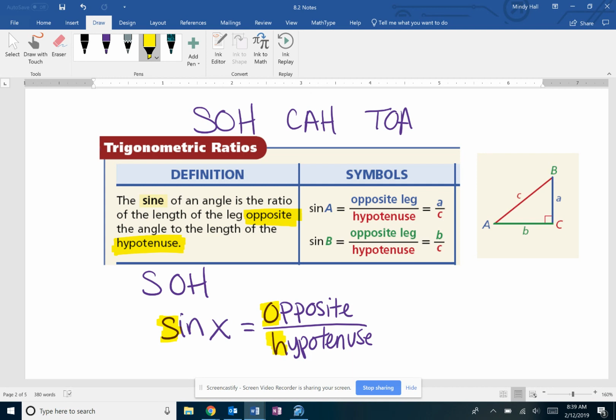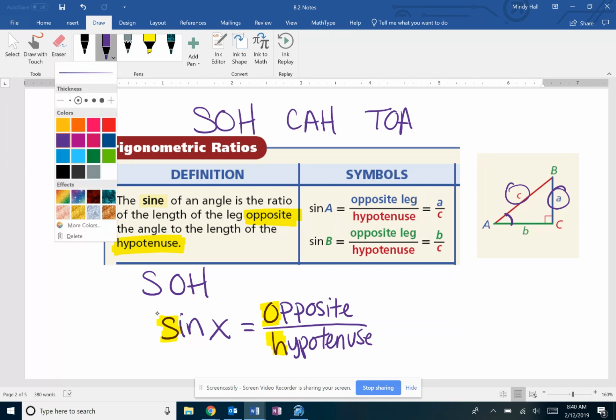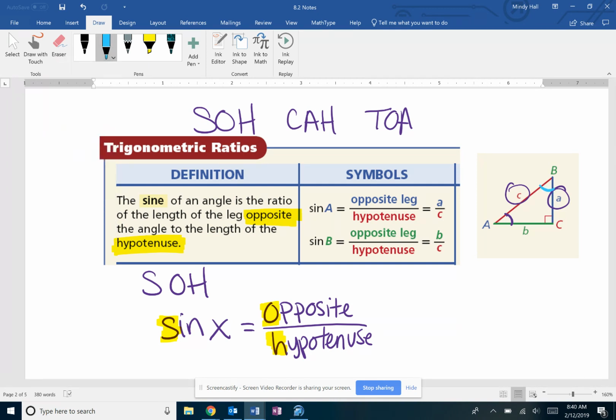So that's our SOH. So if we look at the example we are given, if we look at angle A, the opposite side is this A over my hypotenuse of C. Now this is where trig gets kind of interesting, because if, let's say, I want to do the sine of B, for the sine of B, you're going to have B over C. So you notice how changing which angle you're looking at changes how your ratio is set up.